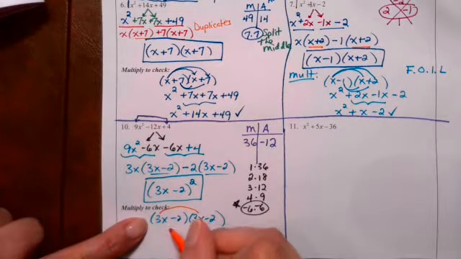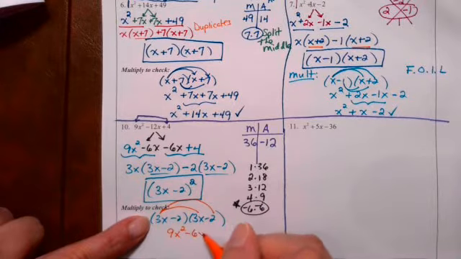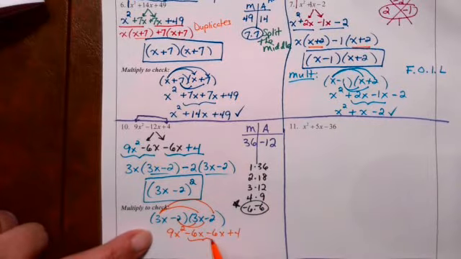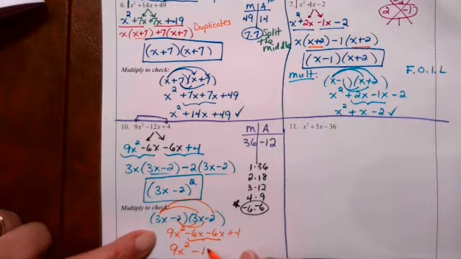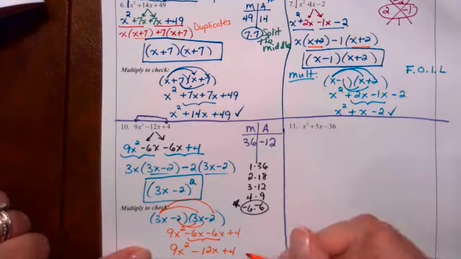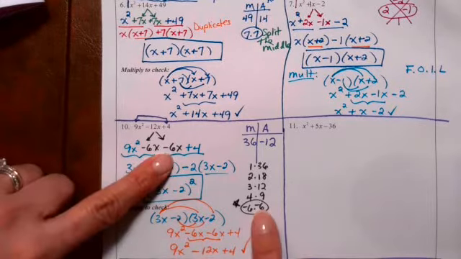Firsts, that's 9x squared. Outers minus 6x. Inners minus 6x. Lasts plus 4. The middles are going to combine, and that makes negative 12x. Did we get the starting problem? We did. Sometimes the more you go forwards, the better you get at going backwards. Do you see how the minus 6x's right here combined? Those are the ones we were looking for in our table.